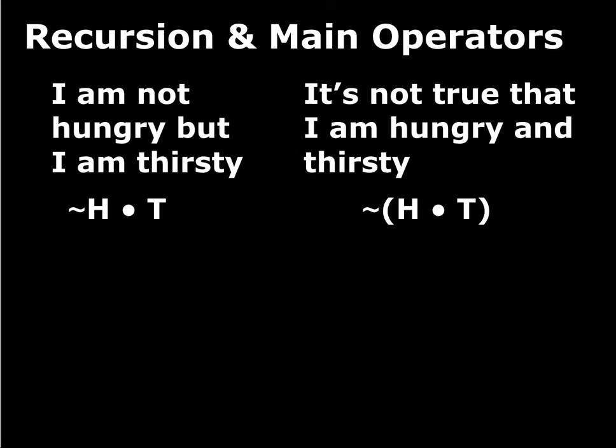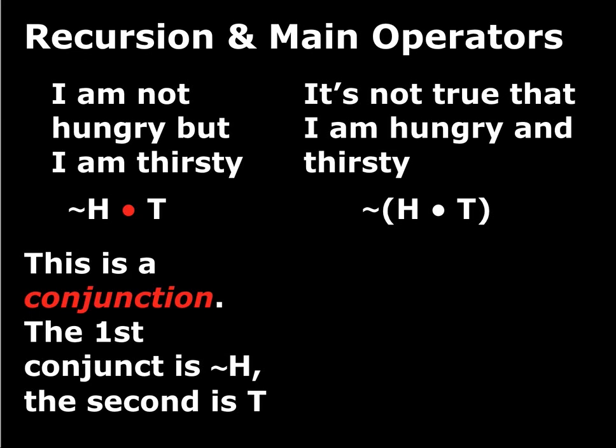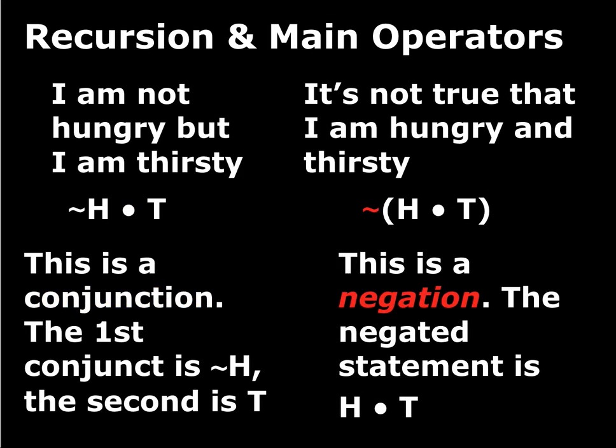Okay? So this one is a conjunction. The main operator is a conjunction. The first conjunct is not H. The second conjunct is T. This one is a negation. Okay? That's the main operator. The negated statement is a conjunction, but the statement overall is a negation.